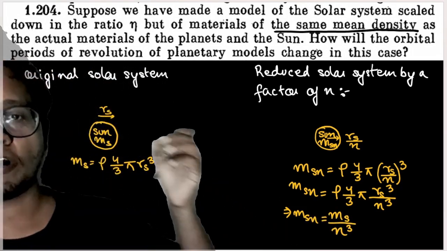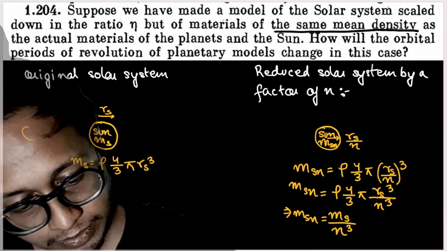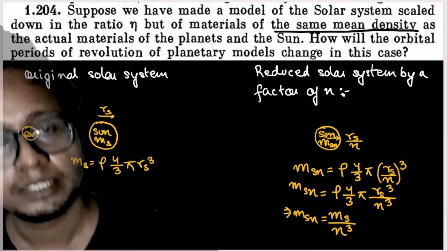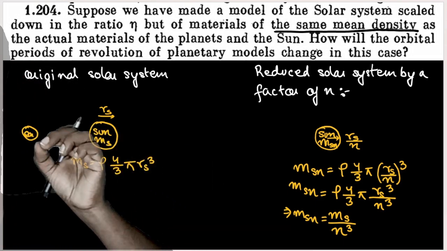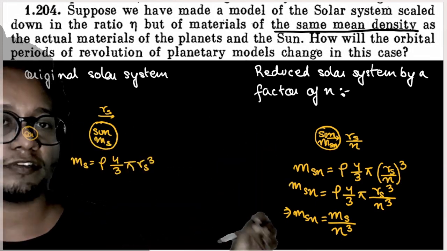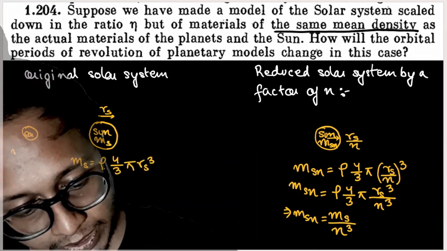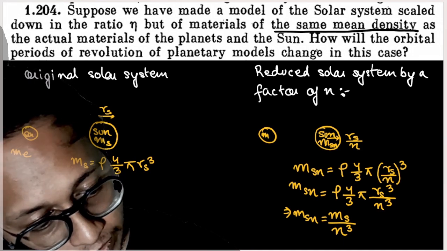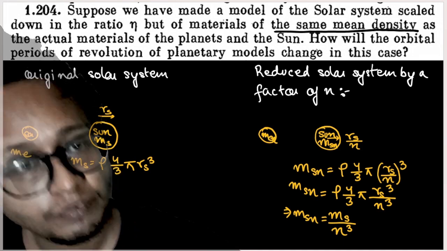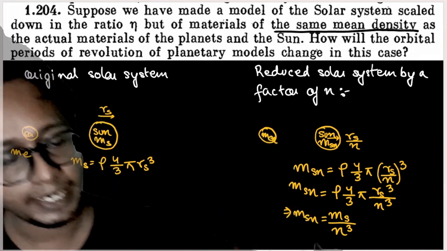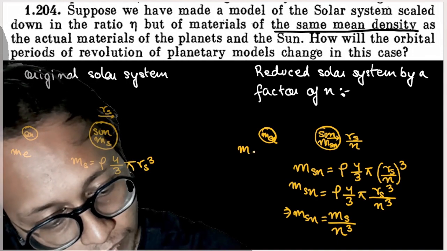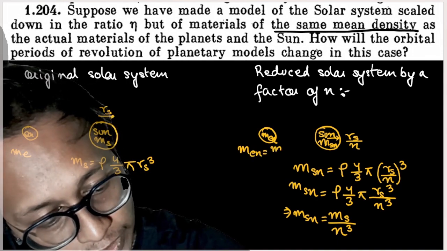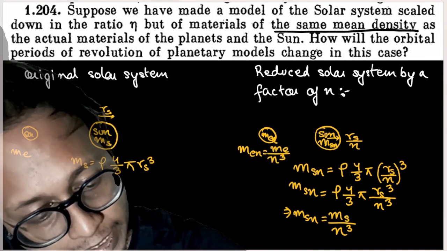Okay, now in our original solar system there was Earth. The mass of Earth was Me. Similarly, if the density of Earth remains the same, then in our reduced solar system, the mass of the new Earth would be nothing but Me by n cube. So similarly, the mass of the new Earth will be the mass of the old Earth divided by n cube.